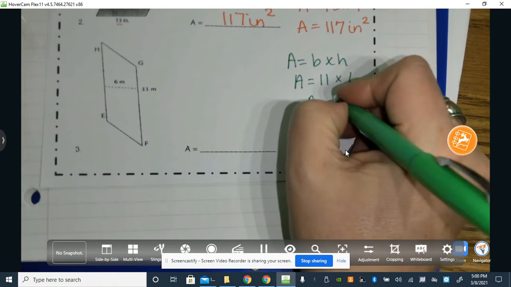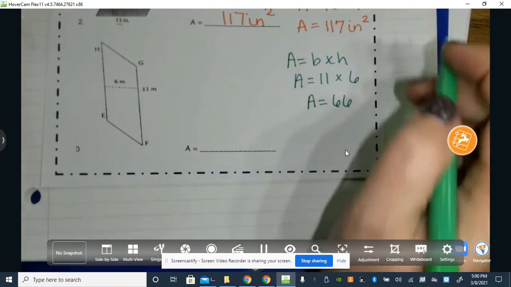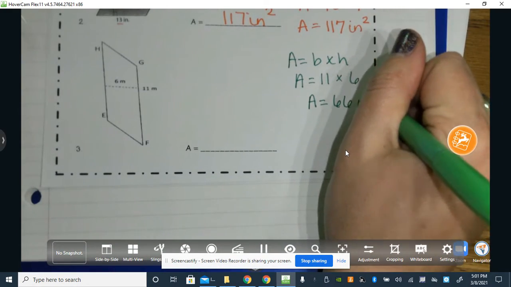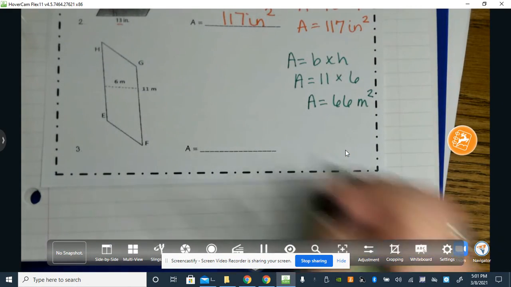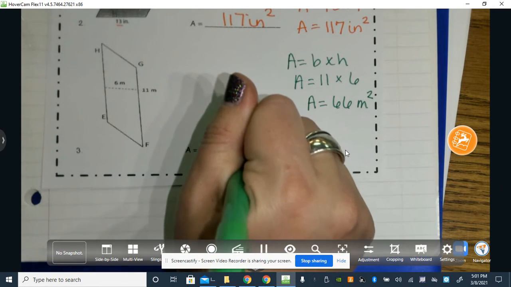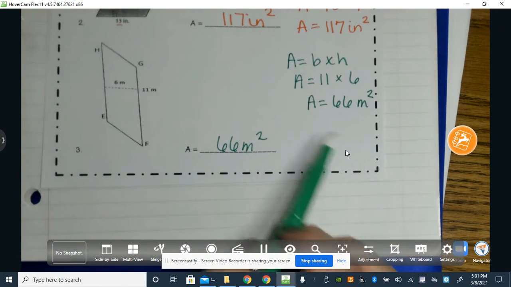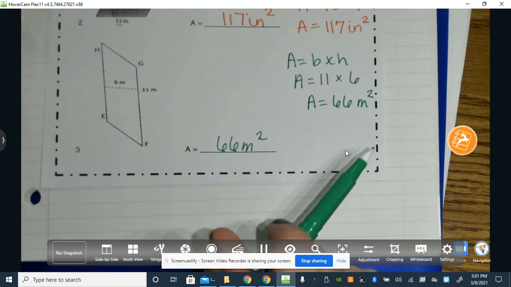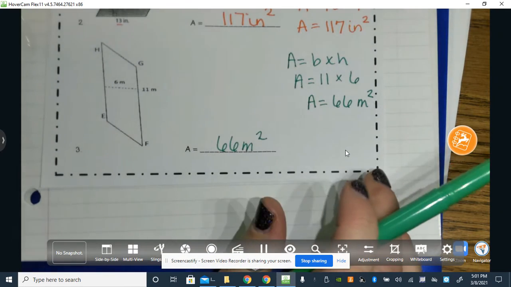So 6 times 11 is 66. My unit of measurement is meters. Always put that unit of measurement there to tell you what it is. And it's squared. 66 meters squared. This is a very important unit of measurement, guys, because that's the difference between a house and a dollhouse. So think about that. All right.